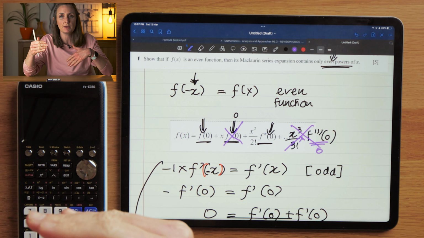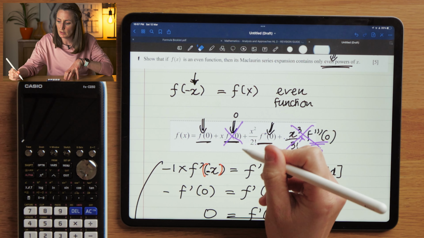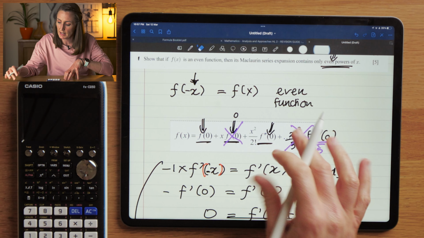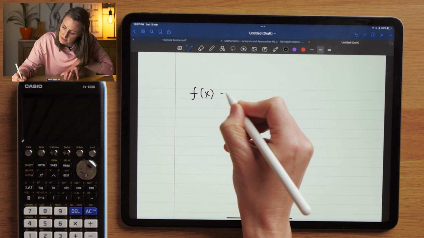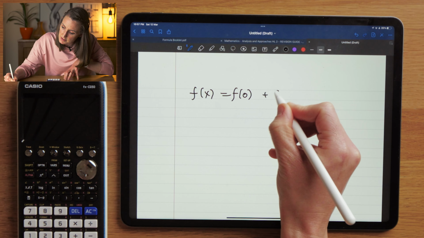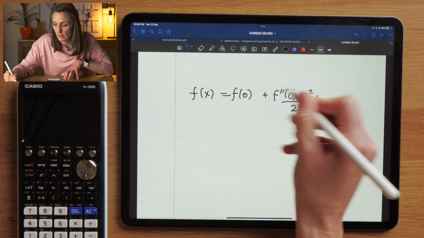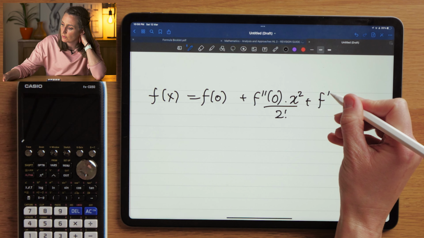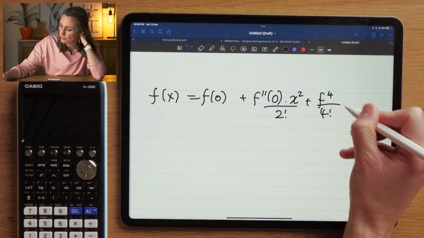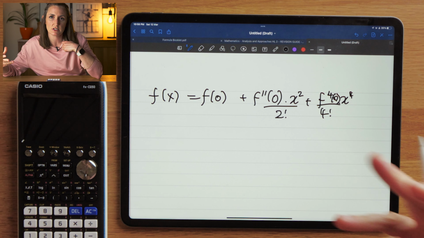So this pattern is going to keep repeating, right? Even will differentiate to odd, and when I evaluate my odd function at 0, it's going to be 0. So what's going to be left? Only my even parts of this are going to be left. So I'm going to be left with a function that looks something like this: f of x is equal to f of 0 plus f double dash of 0 times x squared over 2 factorial. The third derivative is going to be 0, so that's going to disappear. The next one that will be there will be the fourth derivative over 4 factorial times x to the 4. And the function is just going to continue on like that.